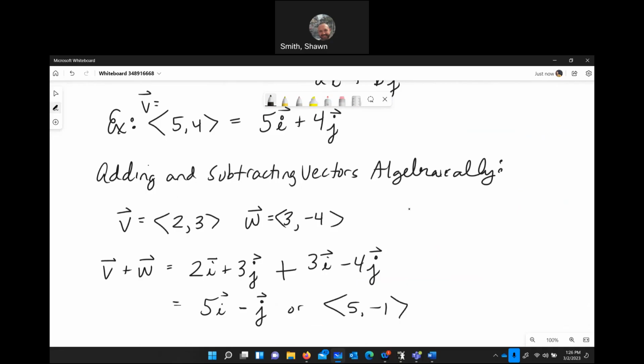So you could have looked at that without having to transform them as well. Add the a components, 2 and 3, gives you 5. Add the b components, 3 and negative 4, that gives you a negative 1. So the addition part's easy.